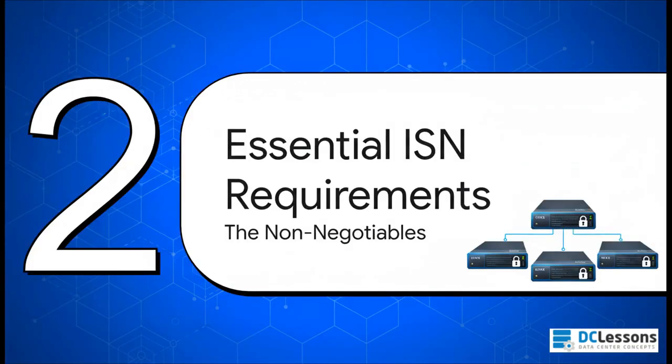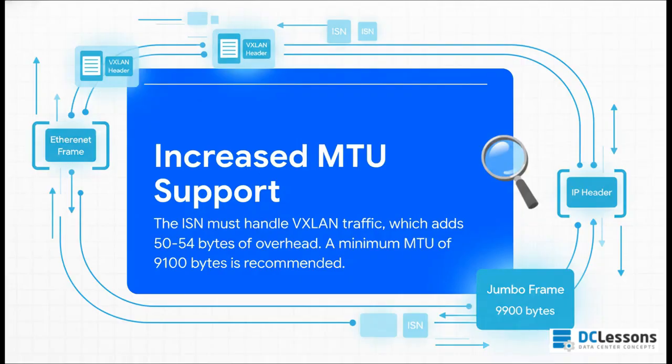Okay, so building on that, let's focus on the three absolute must-haves for any ISN deployment. If you miss one of these, it's just not going to work. Think of them as the non-negotiables. First up, and this one is a biggie, is the Maximum Transmission Unit, or MTU. Because we're wrapping our original frames in a VXLAN header and then another IP header, we're adding about 50 to 54 bytes of overhead. It's like putting a letter inside a bigger envelope. To stop that packet from getting chopped up and fragmented, which just destroys performance, the entire path through the ISN has to support these larger frames.